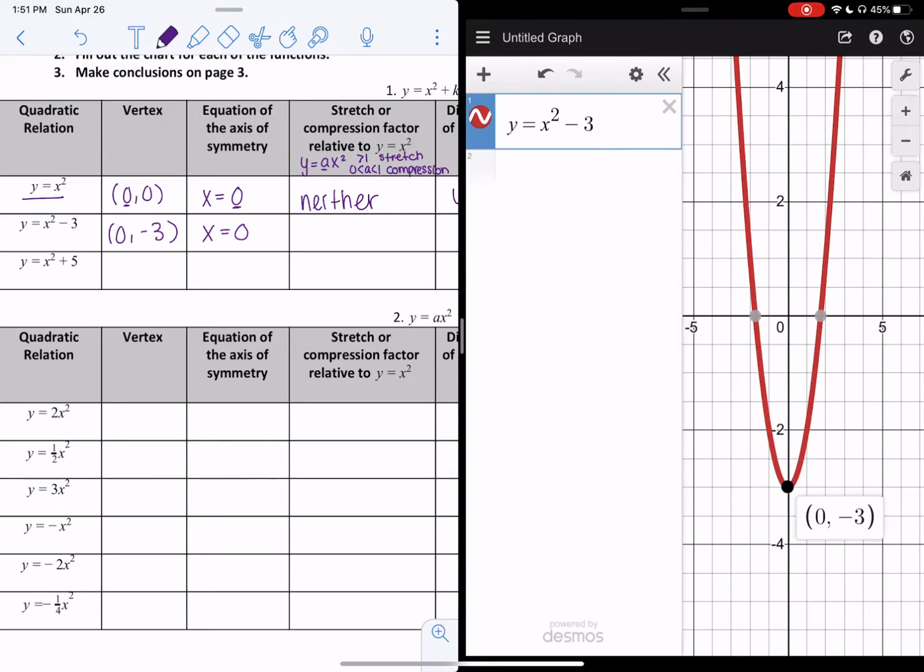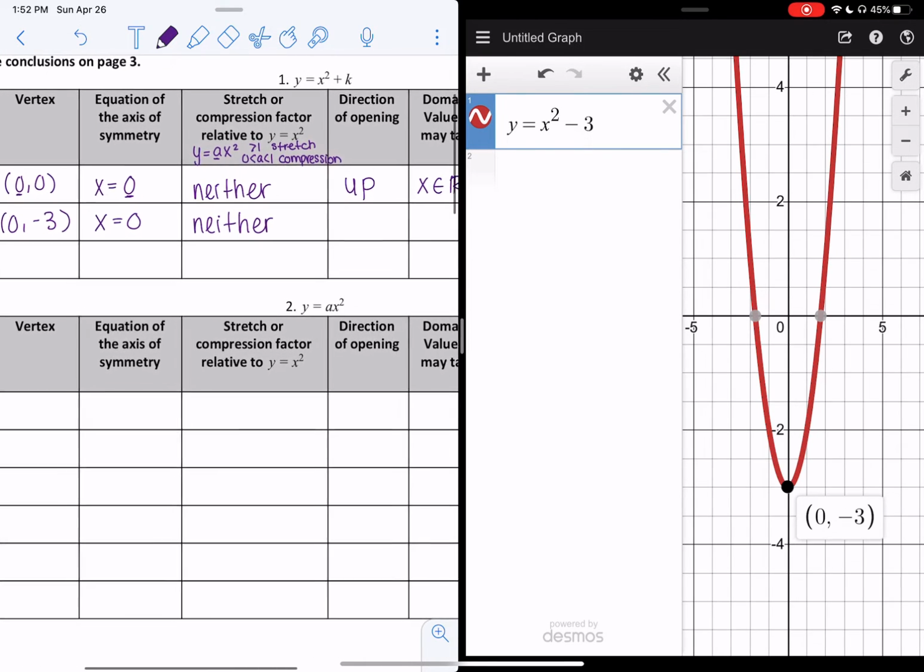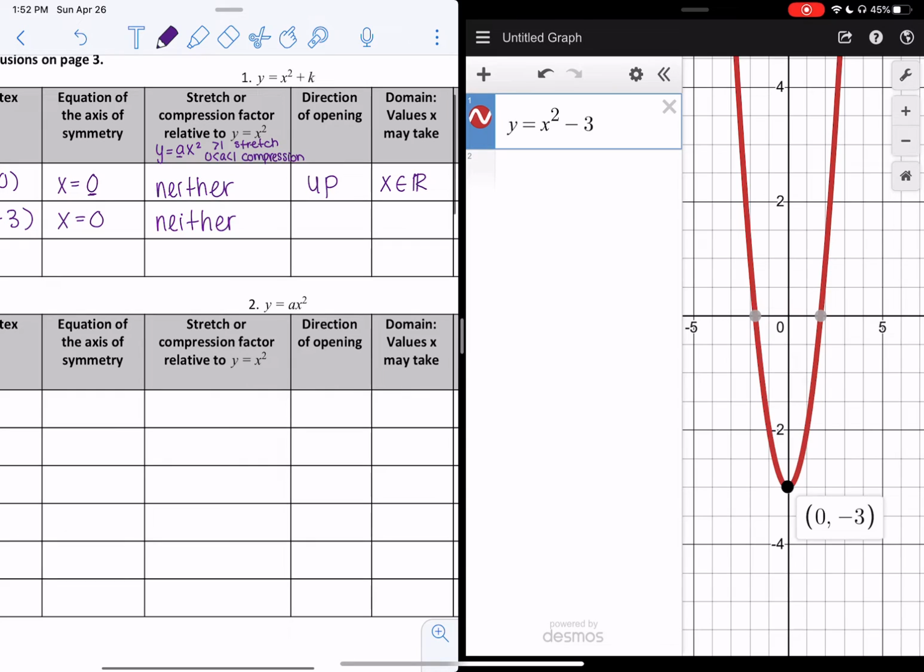Now I want to see, is there a stretch or compression? So do I have a number in front of that x squared? Because I don't, I can just say neither. Next is my direction of opening. Again, it's a nice happy parabola and it is facing upwards.